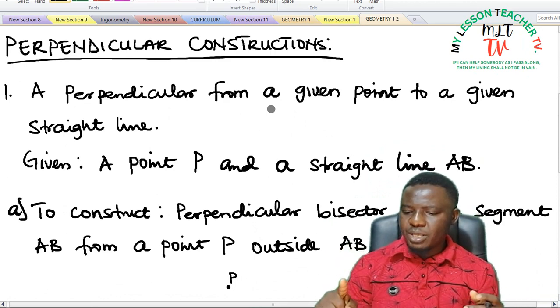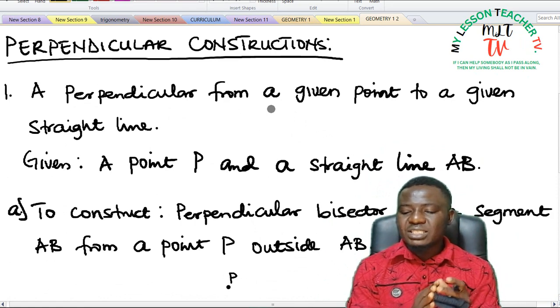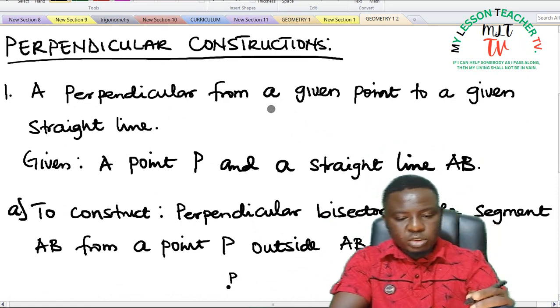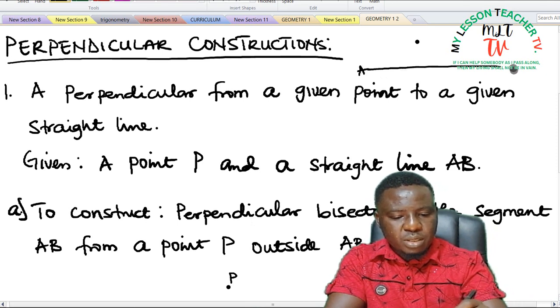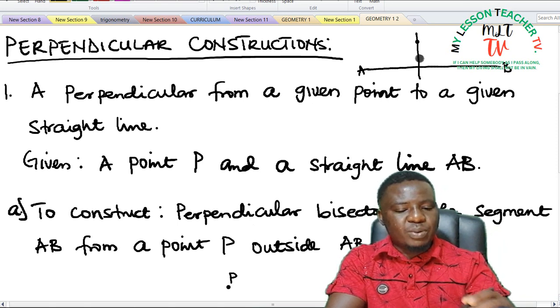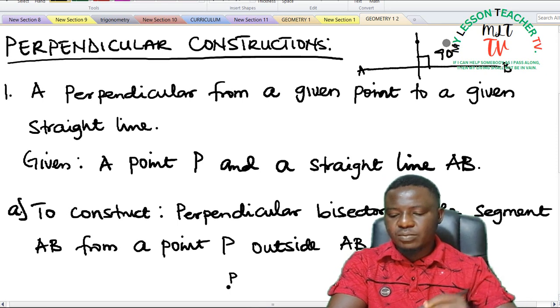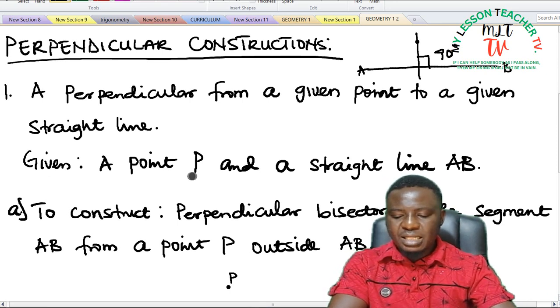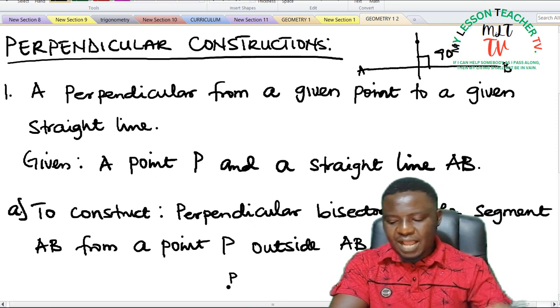Those perpendicular lines may come in different forms. One may be a perpendicular line from a given point to a straight line. You may be asked to construct a perpendicular line from a given point to a straight line. For example, if this is the point and this is the straight line AB, you may be asked to construct a perpendicular line. So this can be the perpendicular line with the angle between them being 90 degrees.